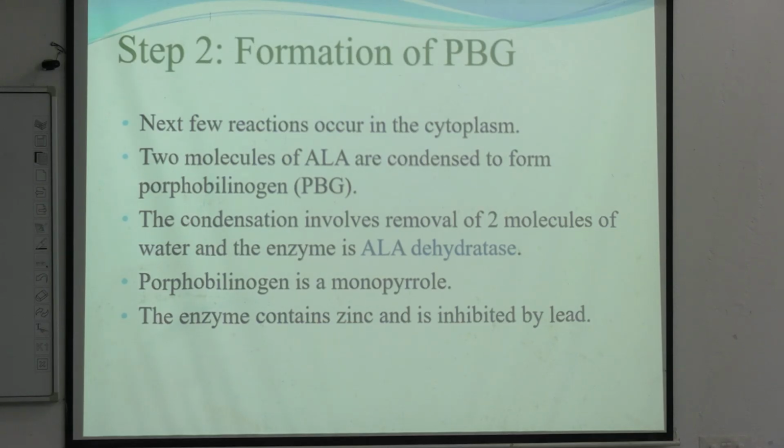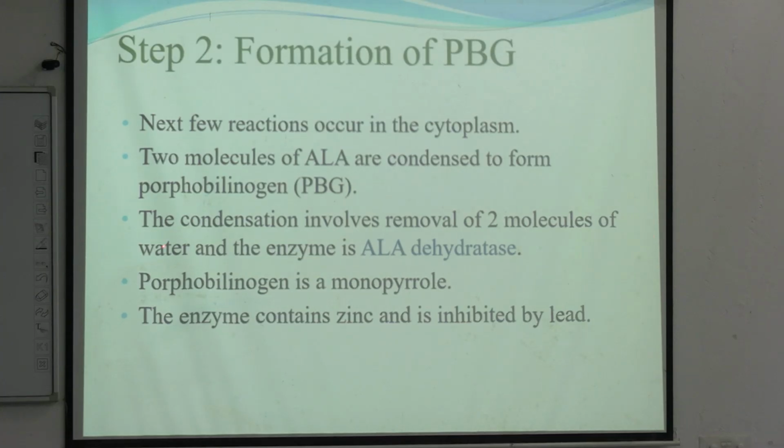Next, step 2. Now, formation of porphobilinogen. 2 molecules of ALA now come to the cytoplasm. After forming ALA, those ALA will come to the cytoplasm. So the first step is in mitochondria. Next steps are in cytoplasm. What happens in the next step? Two molecules of ALA are condensed to form PBG. This involves removal of two molecules of water. So the enzyme here can be easily named as ALA dehydratase.